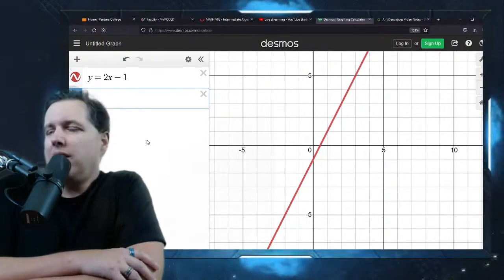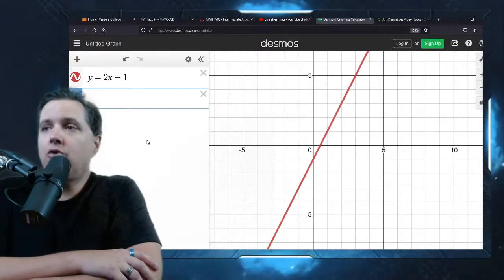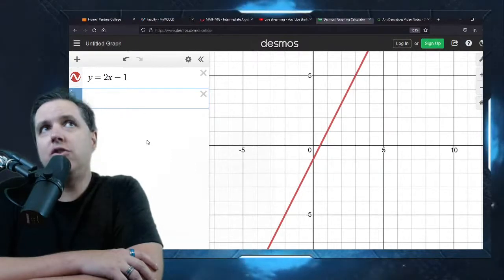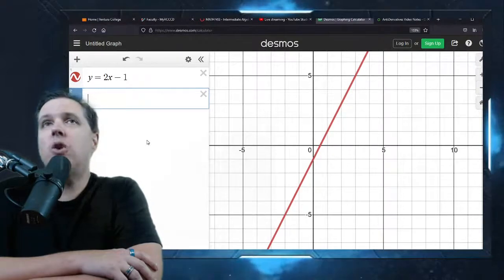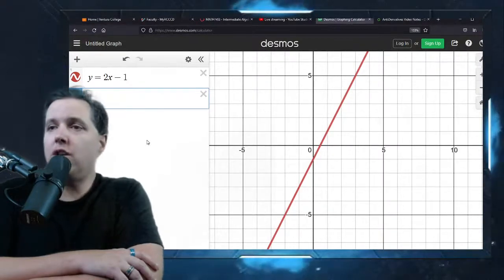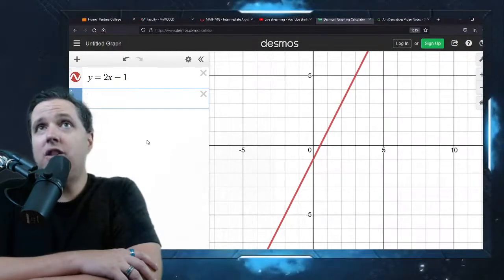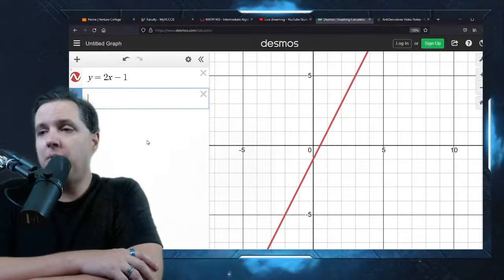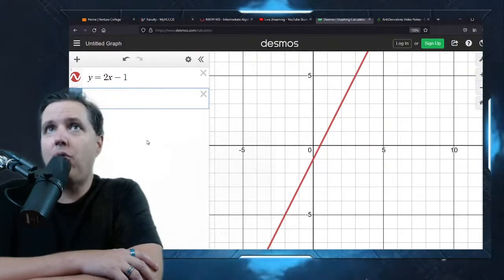Well, what does this line really represent? This line, as we look at it on the graph, is a graphical representation of all of the solutions to the equation y equals 2x minus 1. So how many solutions are there? Well, there's one for each point on the line, and that's an infinite number of points. So there's an infinite number of solutions to this equation, each represented by a point on the line.